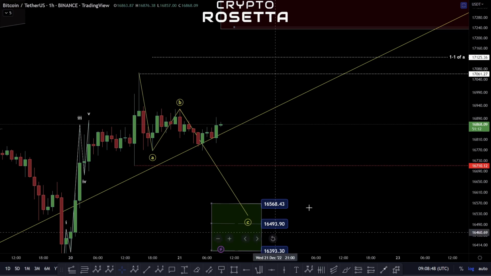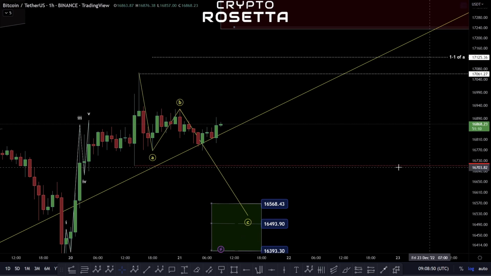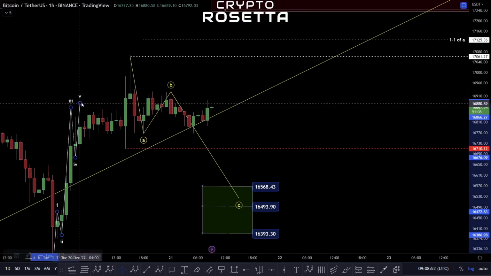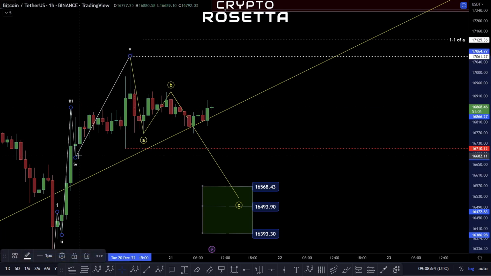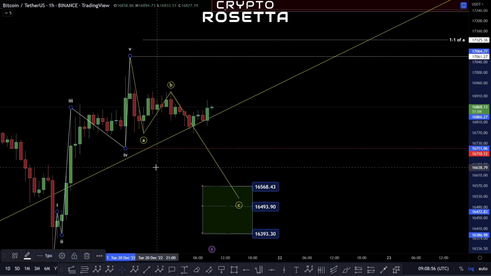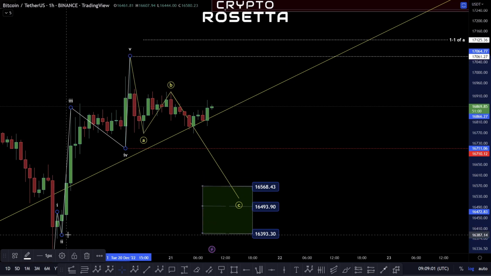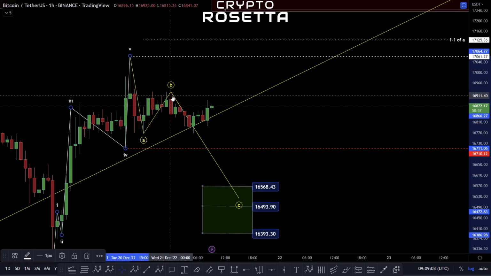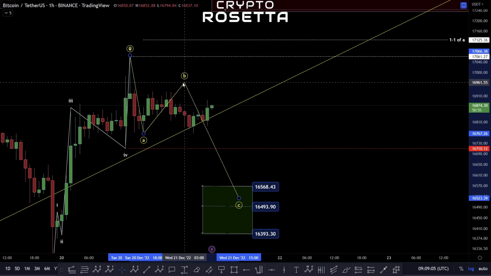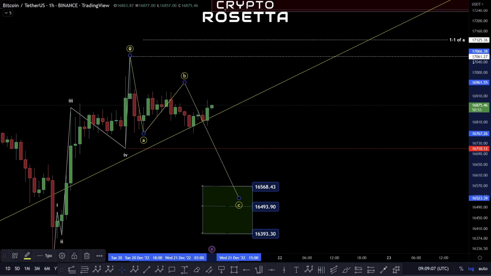And if we fail to hold the 16,710, then it's probably more likely that actually this fifth wave is here. Then we have this as an ABC to the downside, and then we'll be looking for that additional fifth wave after we complete this yellow ABC. This yellow ABC is invalidated by crossing that 17,061.